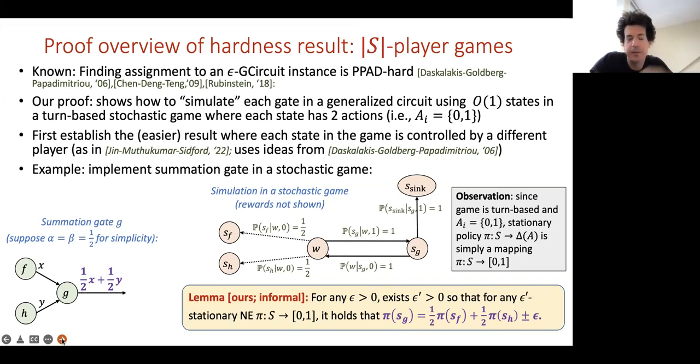Okay, so we go and implement every gate, and that is already good enough to give us a decent result, which is that if we could have one state controlled by one player for every gate of the generalized circuit problem, then there is a one-to-one mapping between correlated equilibria in the game and solutions to the generalized circuit problem. But of course, we have too many players in this game. I mean, we have one player for every gate. So we have too many players and too many states.